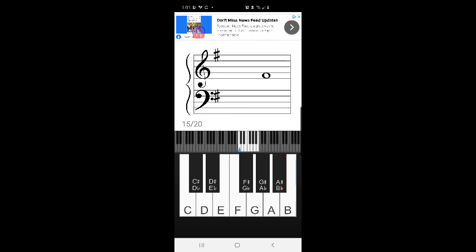What? Oh, I don't know how I screwed that up. I think I'm screwing up my clefs or something. So that's an F. So it's going to be F sharp. I guess I need to practice this more. That's a B flat.